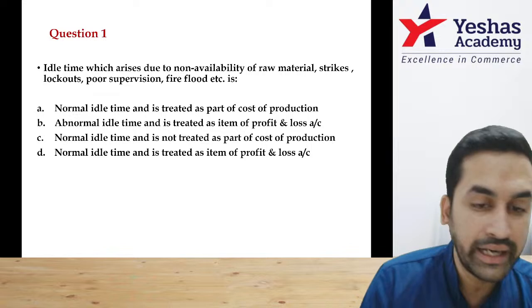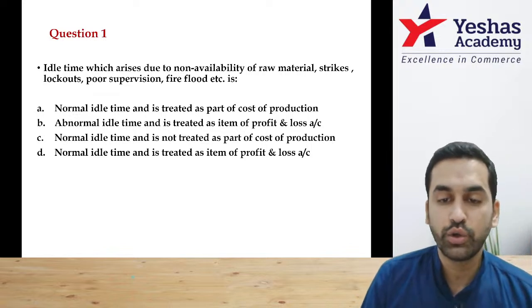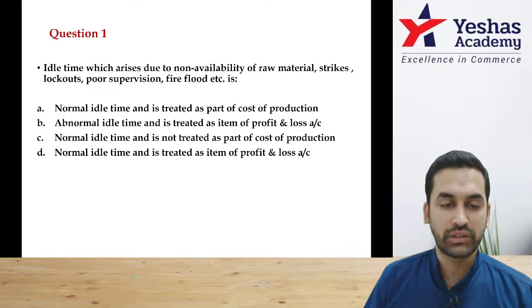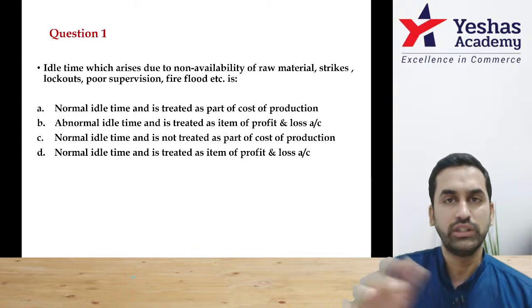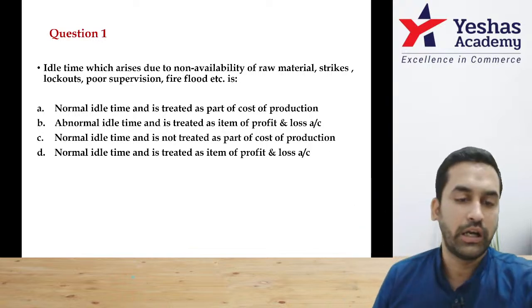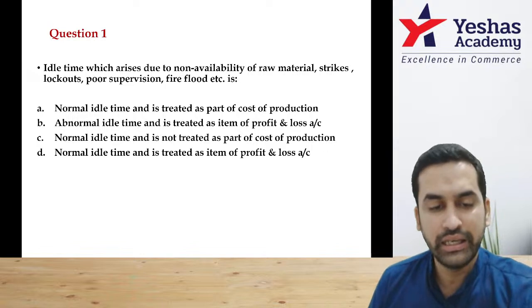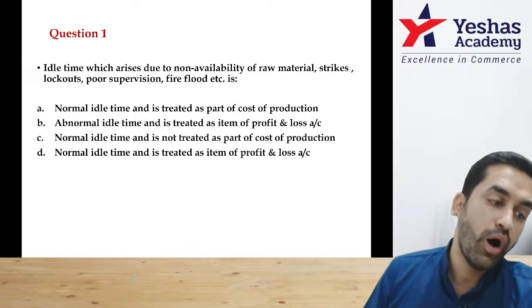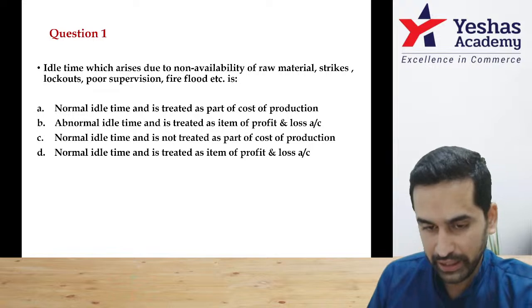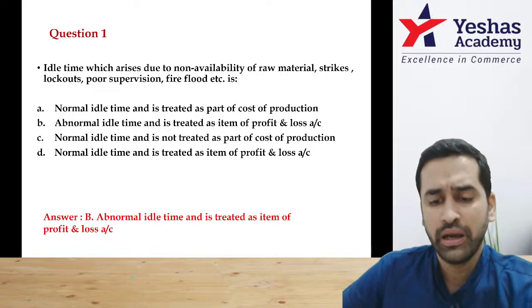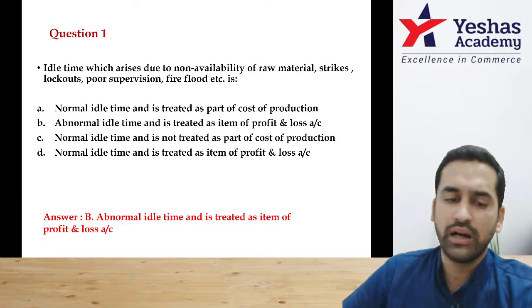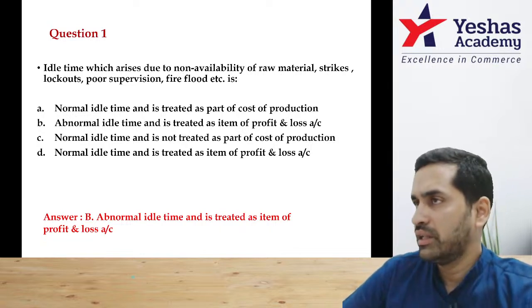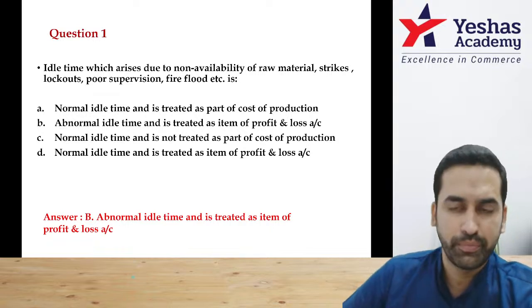Question number 1. Idle time which arises due to non-availability of raw materials, strike, lockout, poor supervision, fire, flood, etc. Sir, by reading the question itself we know these are all abnormal things, correct? That means options A, C and D are all wrong. Option B, it is abnormal idle time and it should be transferred to costing P&L account only. I can't ask my customer to pay, therefore this cannot go to cost of production.